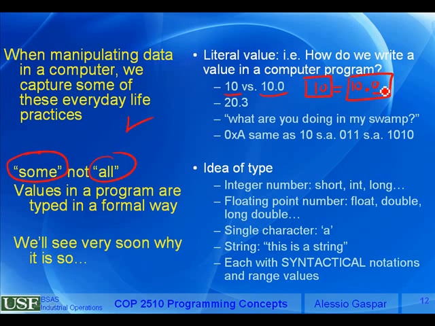What I want you to remember is simply that yes, these syntactical conventions can be used sometimes in weird ways. Example 10.0, just to mean that a value is of a certain data type. For 20.3, no problem there. This is clear. Floating point number. What are you doing in my swamp? That's a string. I recognize here the double quote, the opening and closing double quote. That's a string.